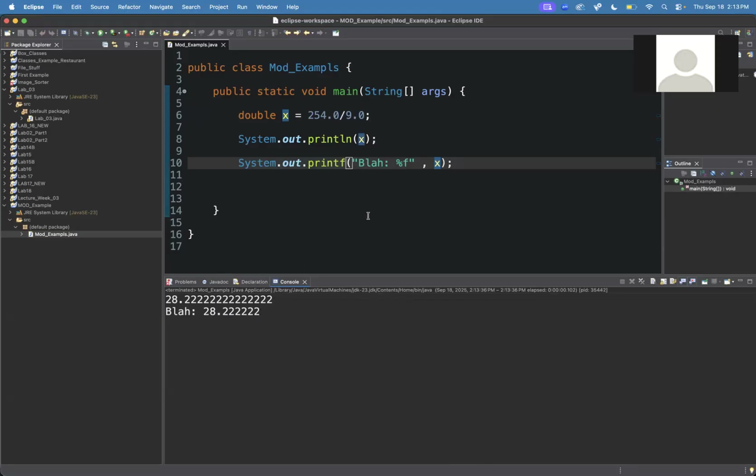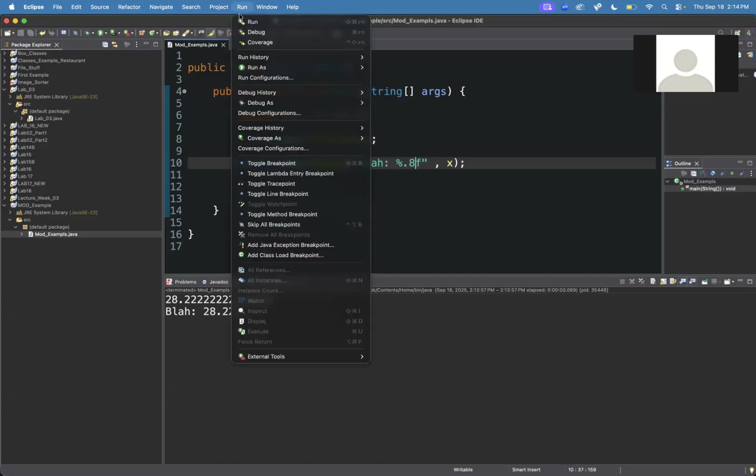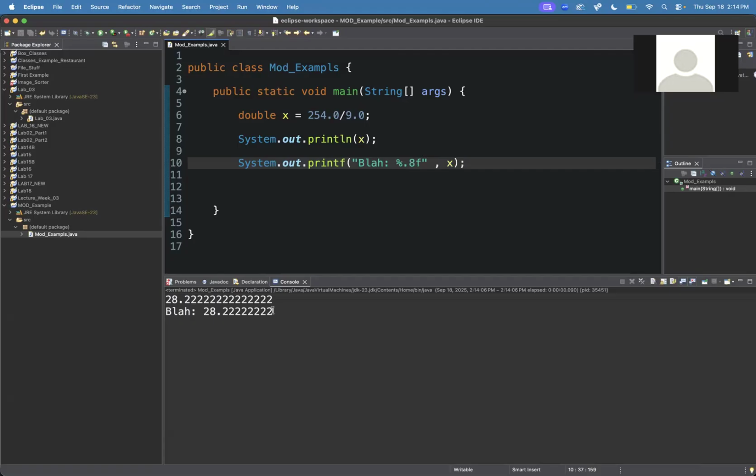Well, I want to control it. So the way you control the number of decimal places of accuracy is between the percent and the f, you put a dot and then how many decimal places you want. So if I put .3 here and I run this again, you'll see I have 3 decimal places of accuracy, 222. If I wanted to put an 8 there, I would have 8 decimals of accuracy, right? So we want 5, I think, for the problem that we're doing. So we should do it like that.